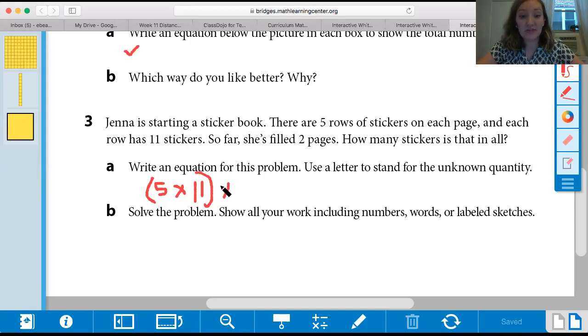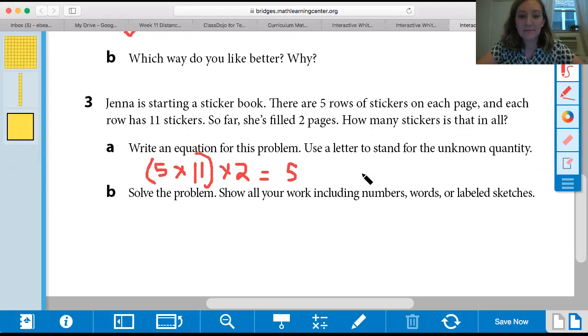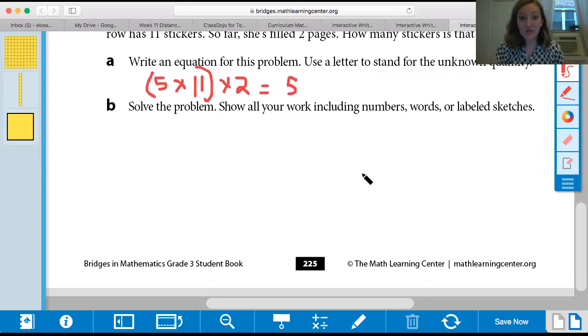I need to multiply by 2. She has this many stickers on 1 page, but she's filled 2 pages. And we'll use a letter to stand for our unknown quantity. We will use S again to stand for our stickers. Okay, we're going to go ahead and solve the problem, and you can do this. What is 5 times 11? Figure that out first. And then you're going to take that number and multiply by 2. If you want, you could just add that number to itself, right? So if we do 5 times 2, it's really 5 plus 5, right? So if you want to just add it, you can add instead of multiply. Okay, pause the video while you're working.